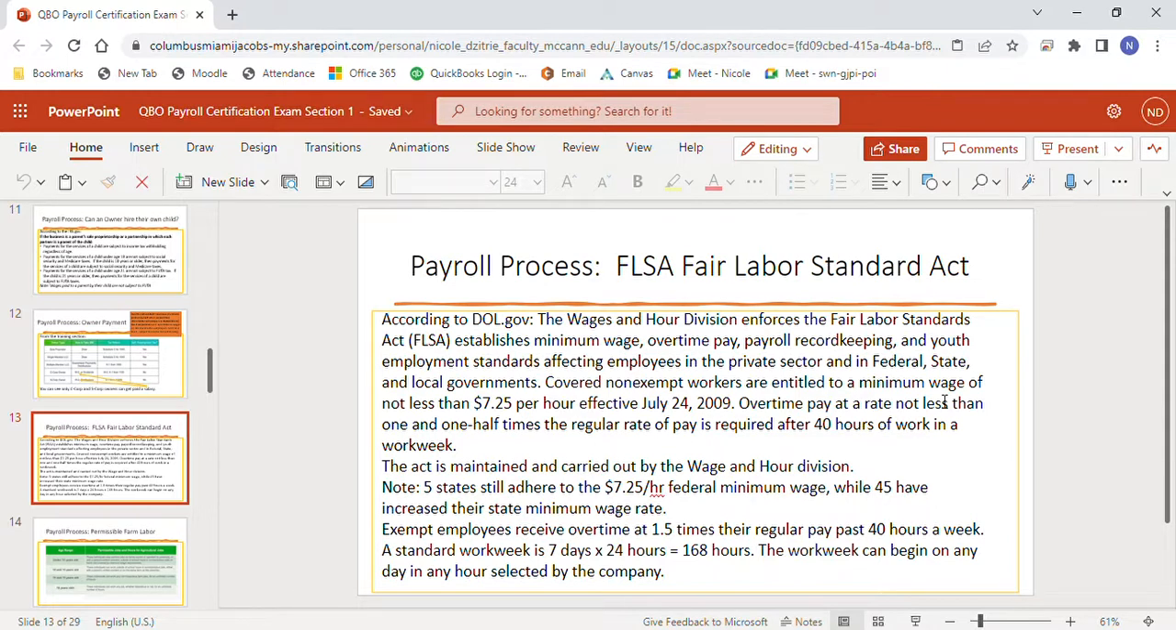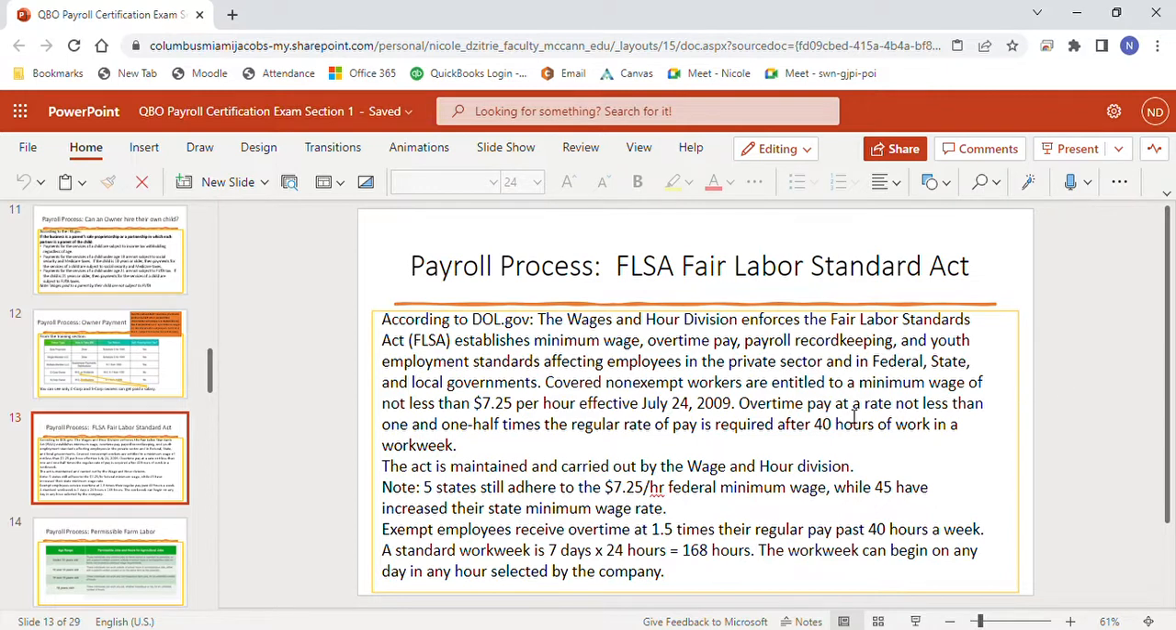Covered non-exempt workers are entitled to a minimum wage of no less than $7.25, which went into effect as of July 24, 2009. They've been talking about it for years. I thought Obama was going to increase that federal minimum wage, but it never happened. I don't know when it's going to happen. It needs to happen soon.